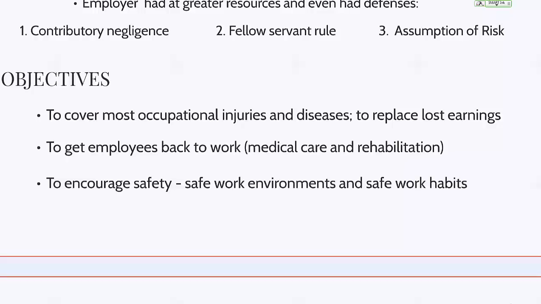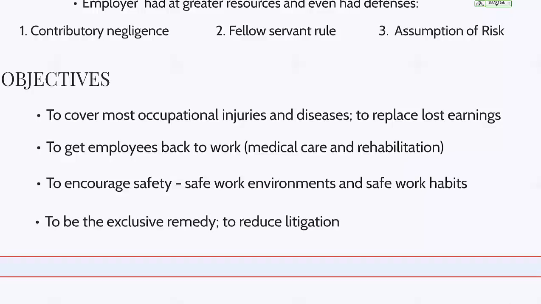Also, to encourage safety, to provide safe work environments and safe work habits. This is because employers have to provide the workers' compensation. And of course, the higher their rate of loss or work-related injury, the higher their premium. So this does encourage them, or should encourage them, to establish safe work environments and to encourage safe work habits among their employees. Also, workers' compensation is intended to be the exclusive remedy.